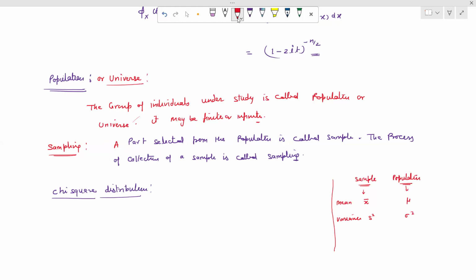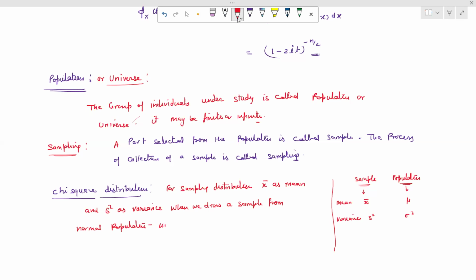So we write down, for sampling distribution, x bar as mean. Now for the sample, x bar is the mean, and s square is the variance, when we draw a sample from a normal population, with mean mu and variance sigma square. We follow the normal distribution.